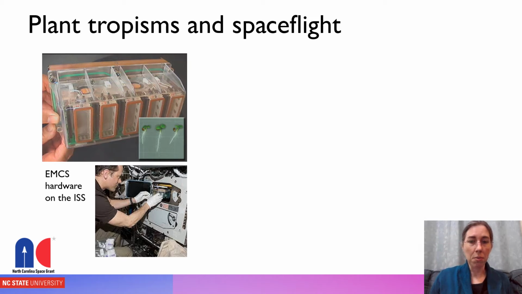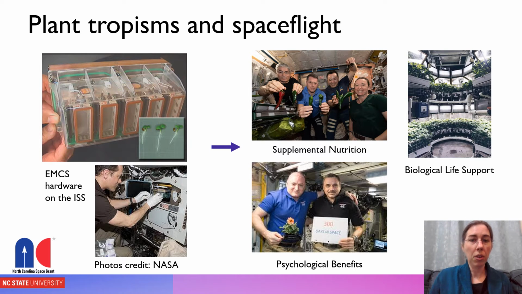Studies of plant tropisms will lead to better understanding of how plants work and also point to genes that are important for the cultivation of plants during spaceflight. Plants will be critical to long-duration space missions for providing supplemental nutrition, psychological benefits, and biological life support for astronauts.